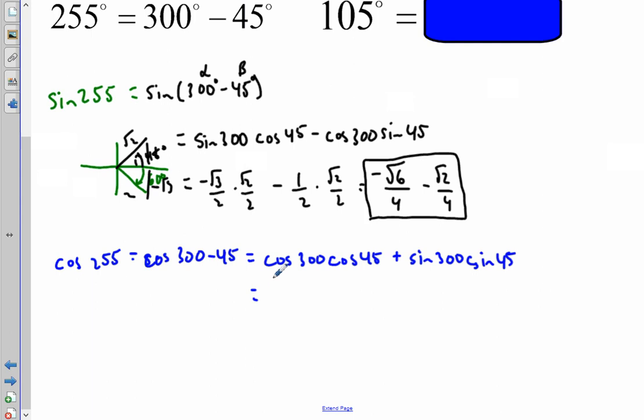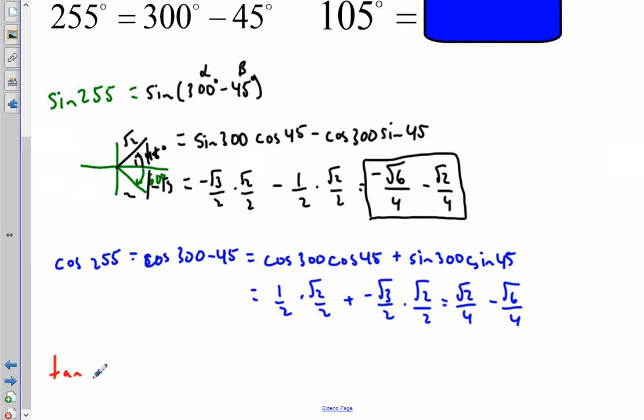Going through, we would have cosine of 300. Cosine of 300 degrees is going to be 1/2, times square root of 2 over 2, plus sine, which is going to be negative square root of 3 over 2, times the square root of 2 over 2. That can be simplified to the square root of 2 over 4 minus the square root of 6 over 4 as our answer. The tangent we can write is simply the division of those two because it's sine over cosine.